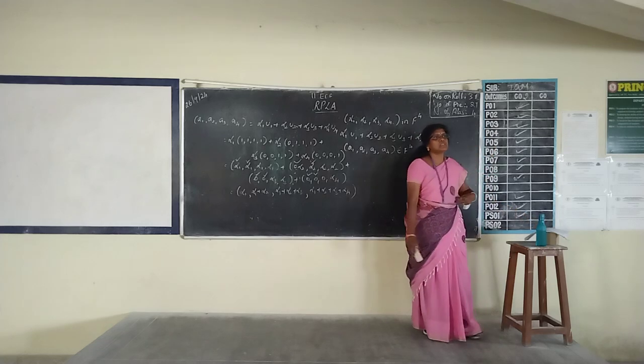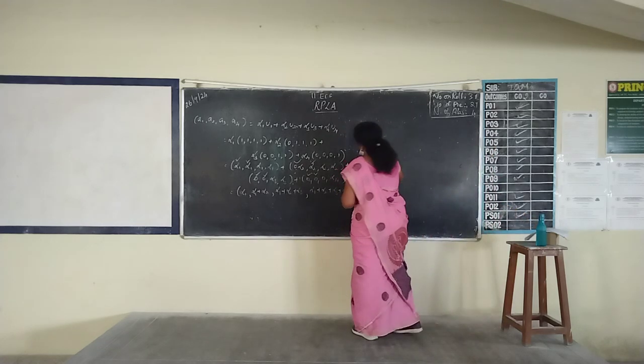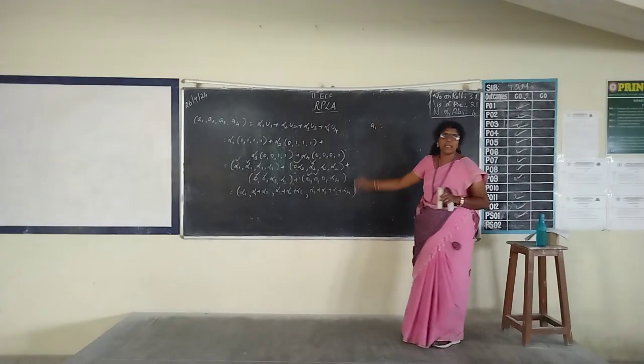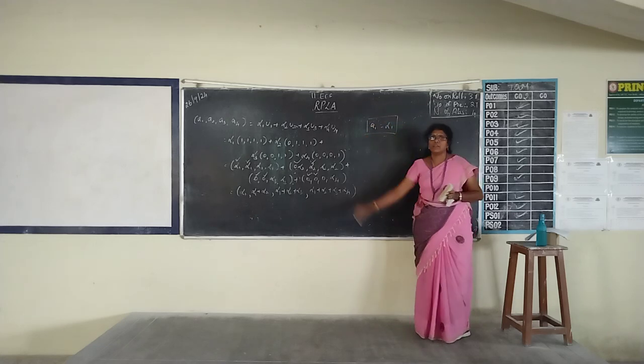Equating the terms on both sides. What is the first term in the left hand side? A1. What is the first term in the right hand side? Alpha 1. So therefore you got alpha 1 equal to A1.